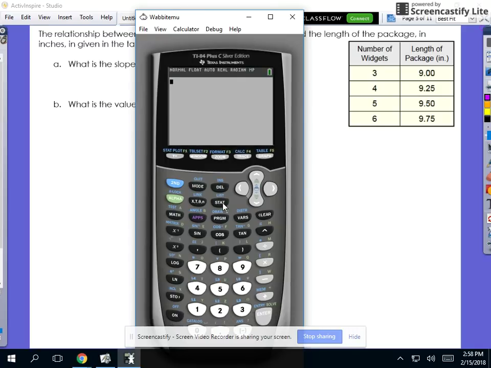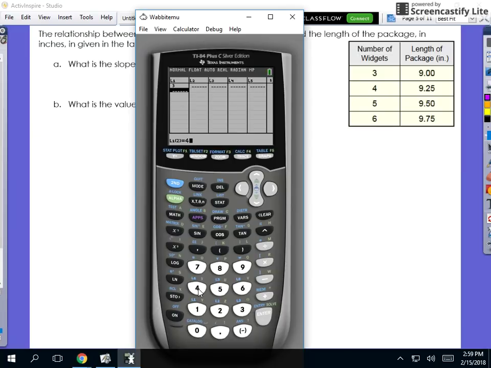All right, so I'm going to press stat first, then I'm going to press edit. Go over to my L1 if you need to, clear your list out. My L1 is going to be 3, then 4, then 5, and 6. My L2 is 9, 9.25, and 9.5, and 9.75. Okay, so make sure you're careful as you plug your data in.